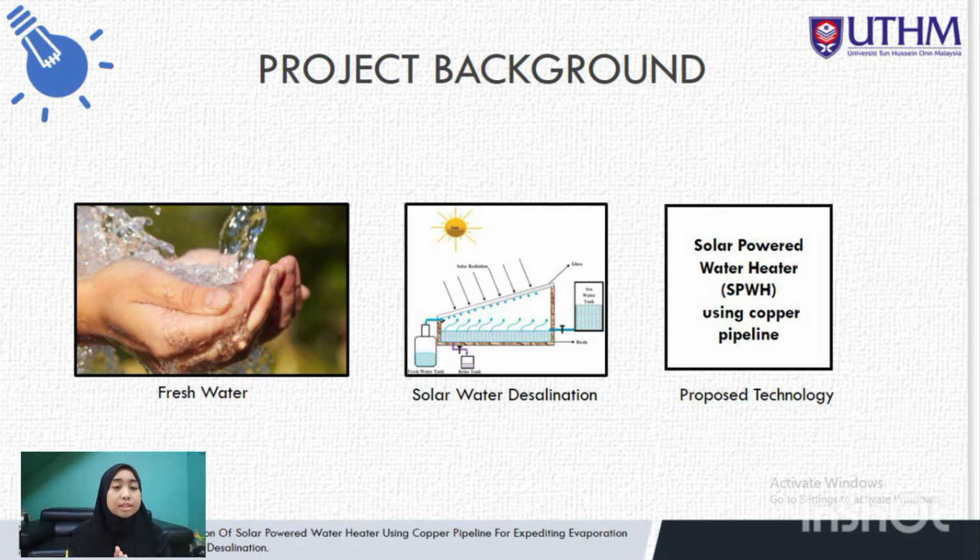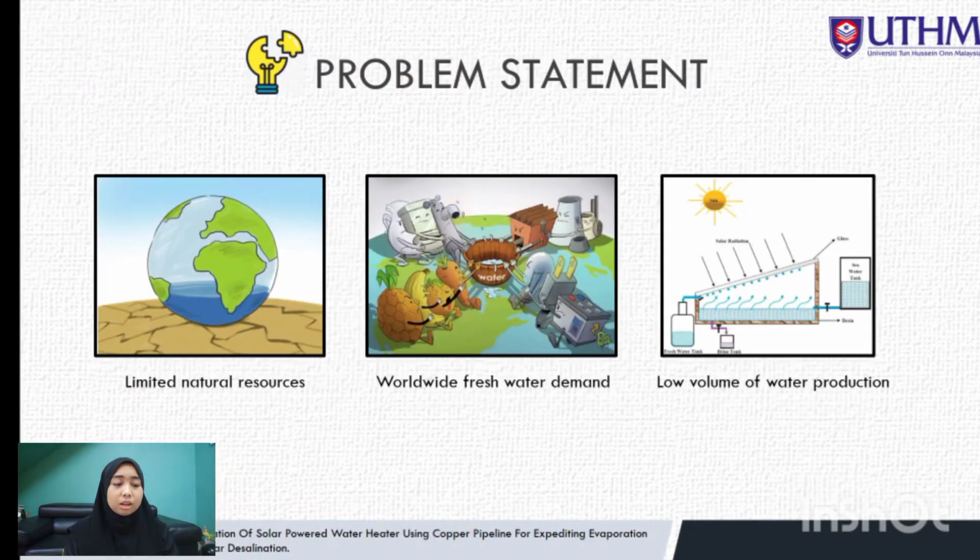Solar water desalination is one of the methods that can produce water from seawater, brine water, and also saline water. The focus of the solar water heater that I want to propose is as a technology to help the sun transfer heat to increase the temperature of the water itself. For the problem statement, I want to propose this because water is a limited natural resource.